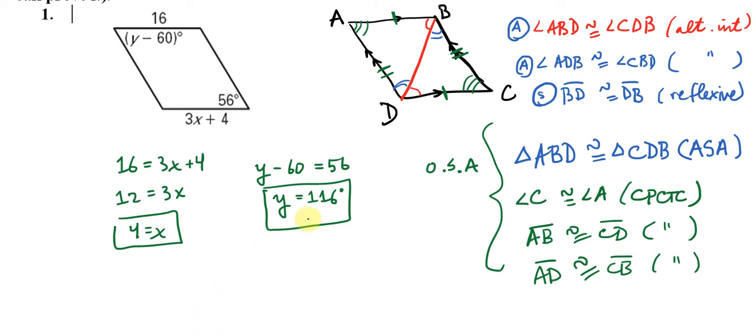Okay, so there you have it. Reasoning through the problem gives us a new theorem. Let me name this officially: the opposite sides and angles theorem, or we'll abbreviate it OSA. And using it, we can solve problems with parallelograms quite quickly.